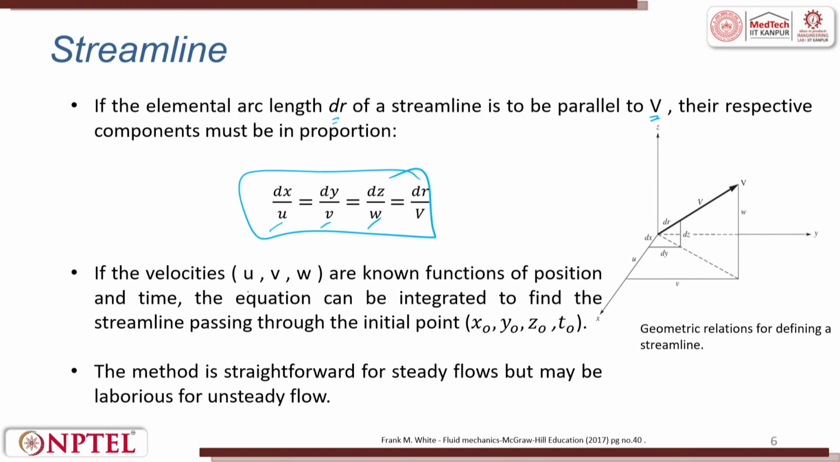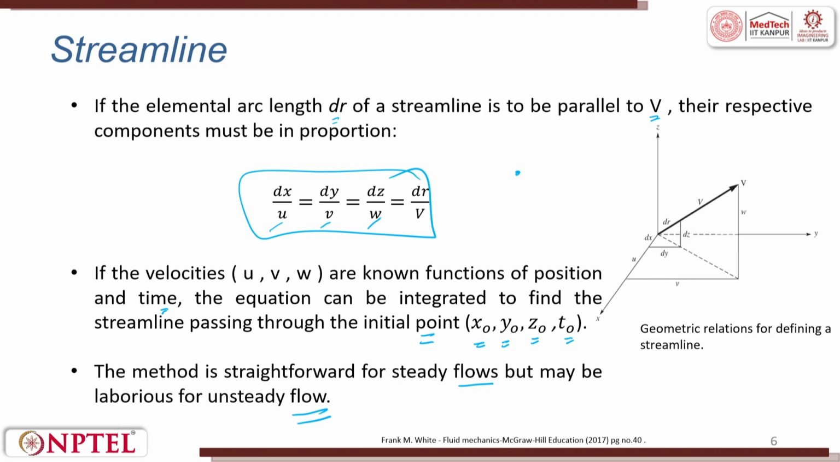If the velocities u, v, w are known functions of position and time, the equation can be integrated to find the streamline passing through an initial point x naught, y naught, z naught with respect to time. In free space, I am trying to take a point, this point with respect to time t. So, x, y, z and then time. The method is straightforward for steady flow, but may be laborious for unsteady flow.